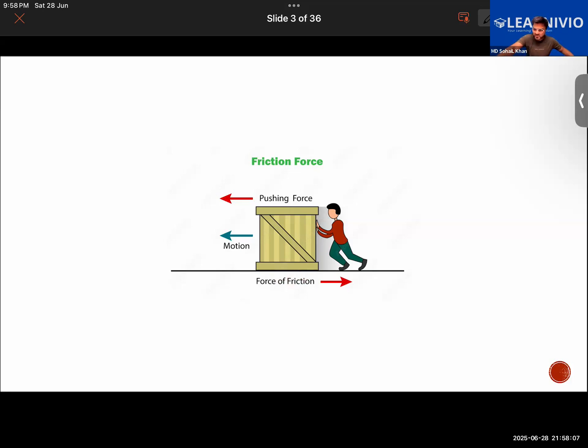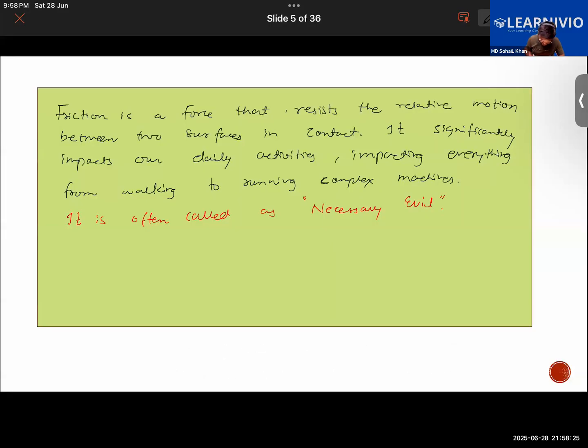Try to understand it in the following manner: this is the surface, and this is the friction. So friction will always be parallel to the ground. Getting it now? So that's the thing. It is always parallel to the surface.